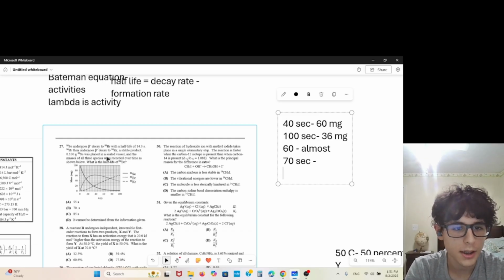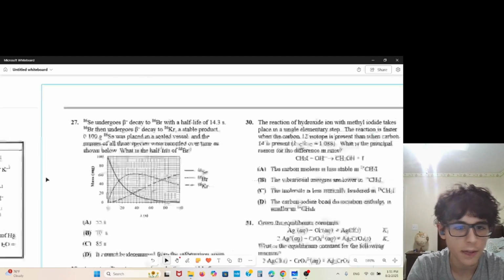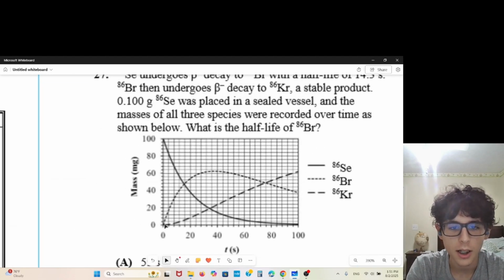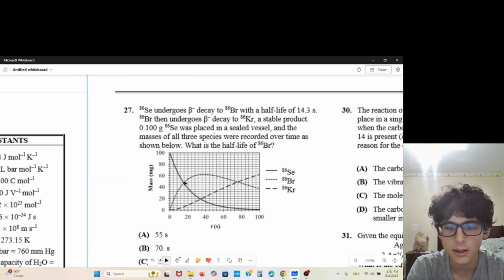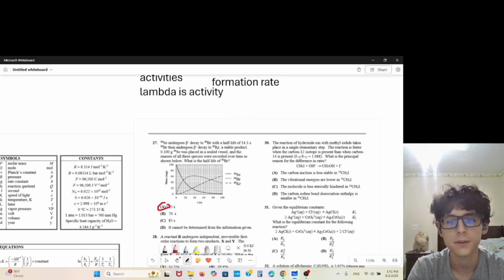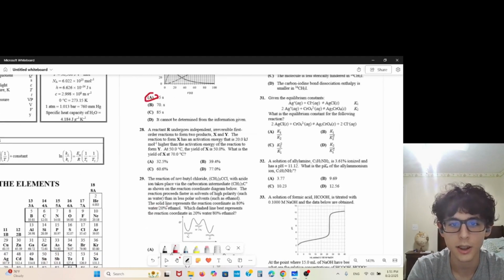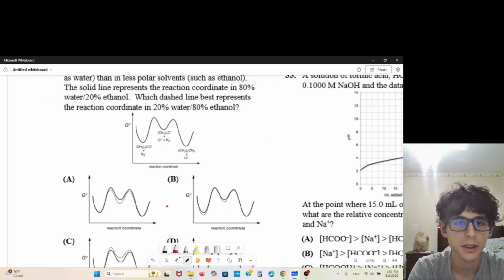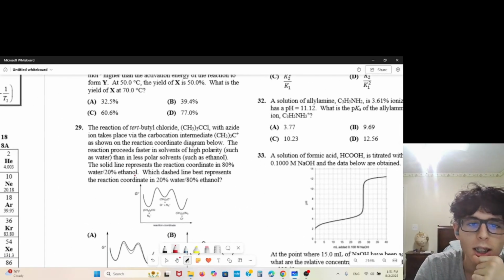But now you're going to subtract the formation, which is the half-life of Se. So that's going to be what, like 16? So 70 minus 16, basically 55. Remember, we did approximations here. Okay. I'm going to do 29 real quick because I like it, and then I'm going to go to 28.